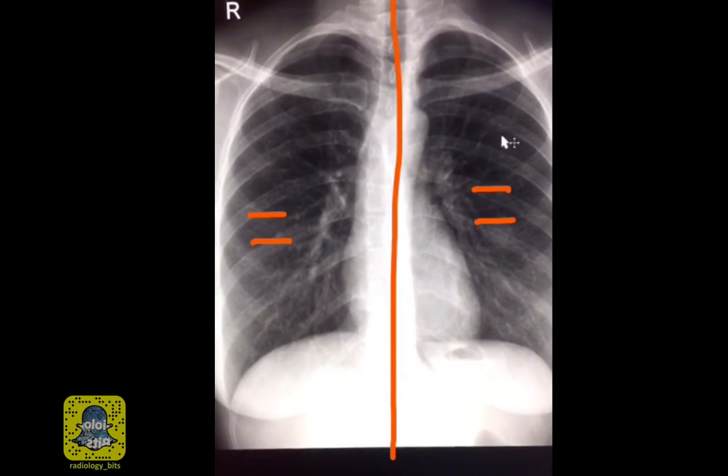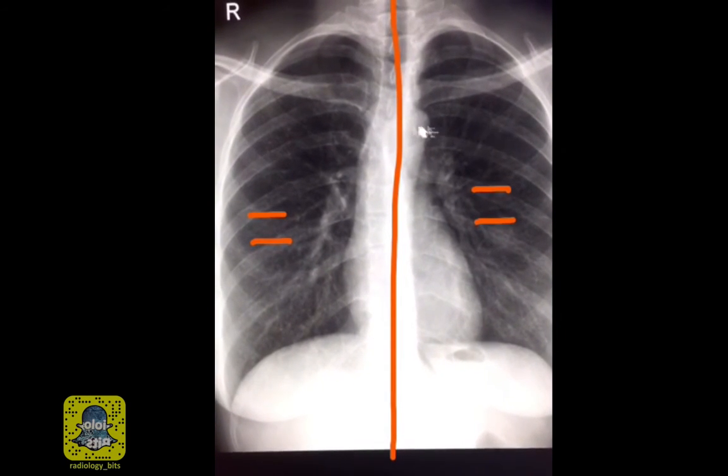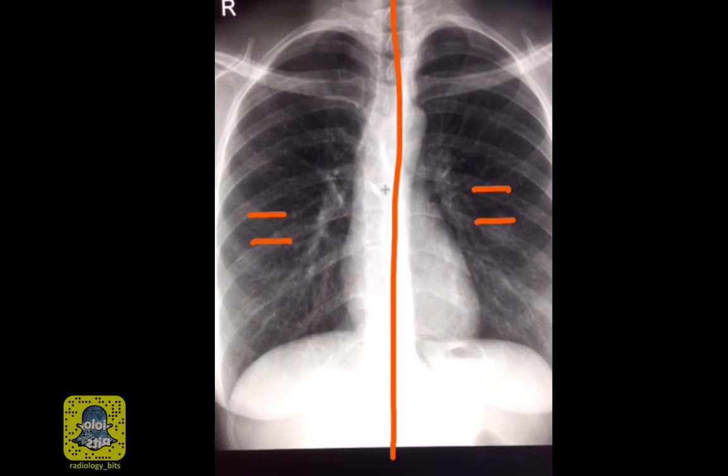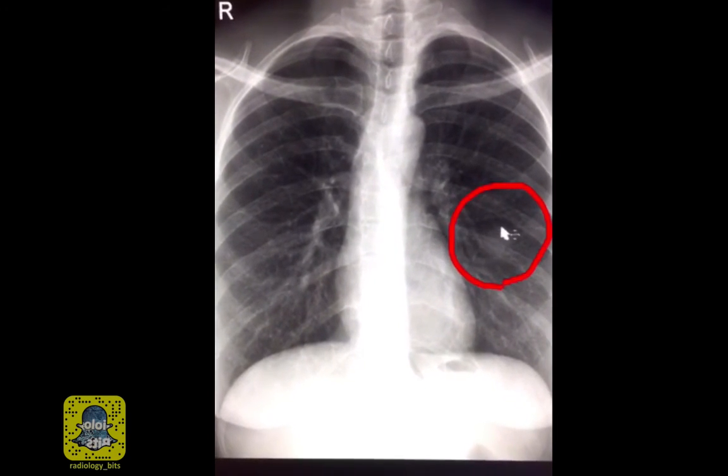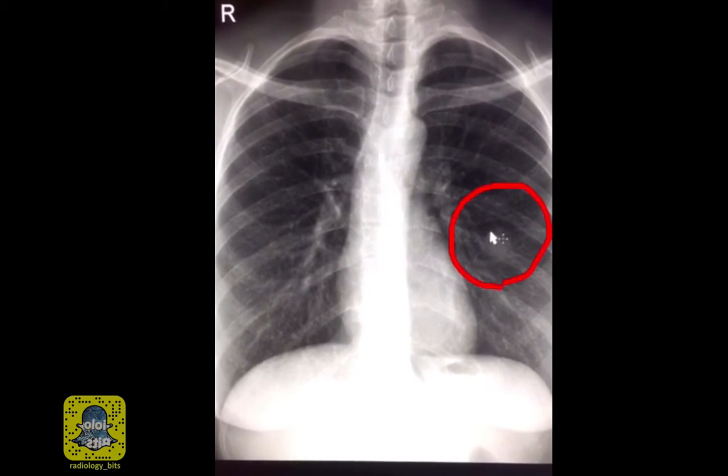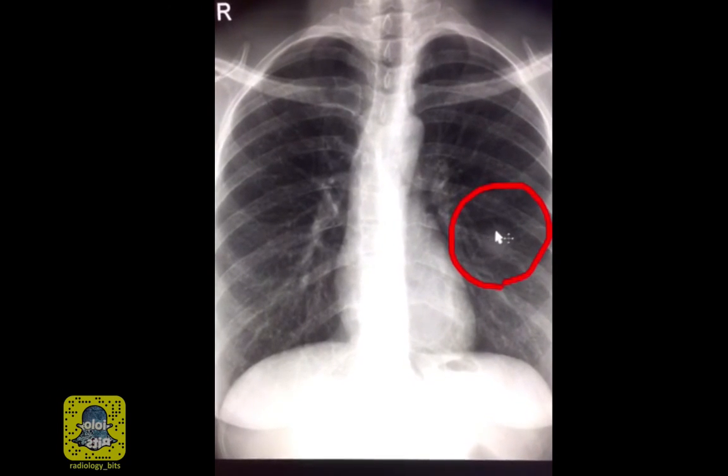As a general rule, in a well-performed chest x-ray, the density on each side of the midline should be equal. Applying this rule, you notice that this is not the case. There is this faint rounded opacity in the left mid-lung.